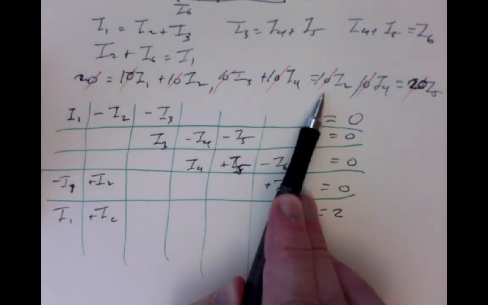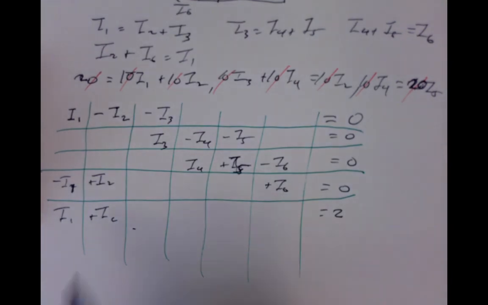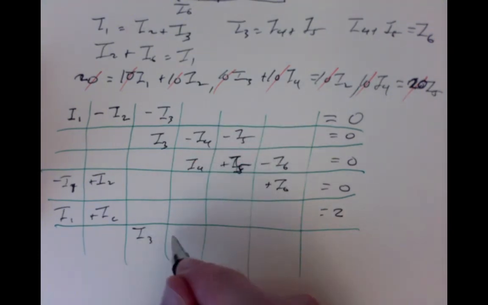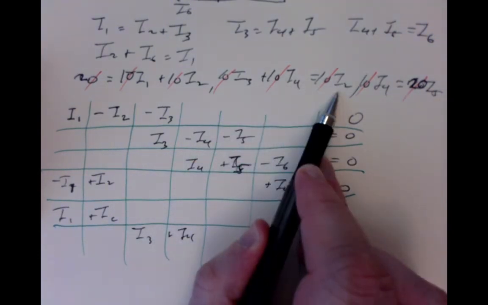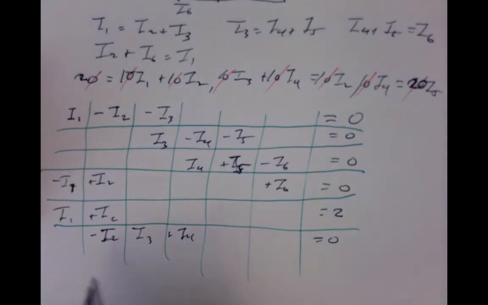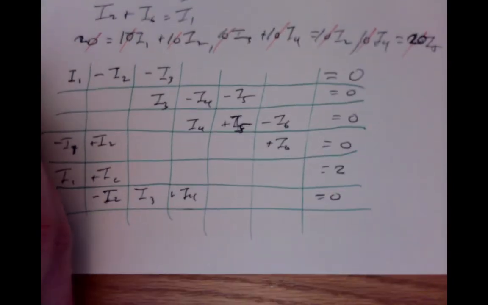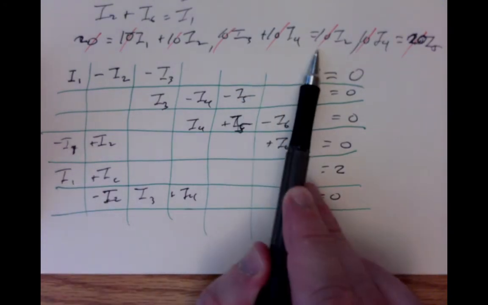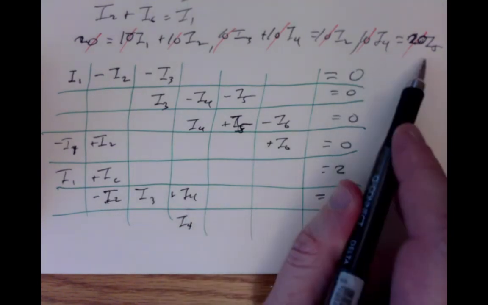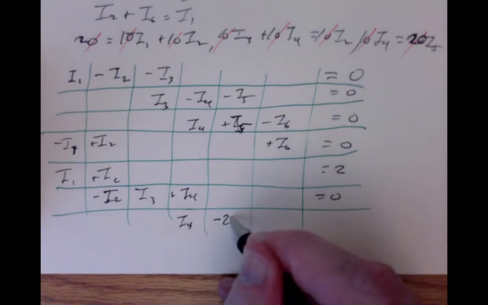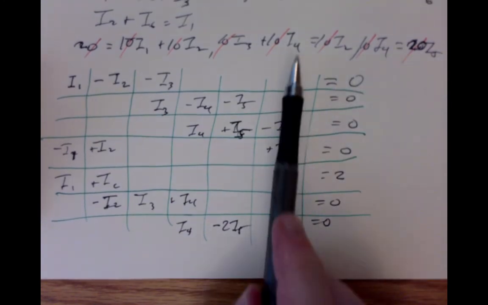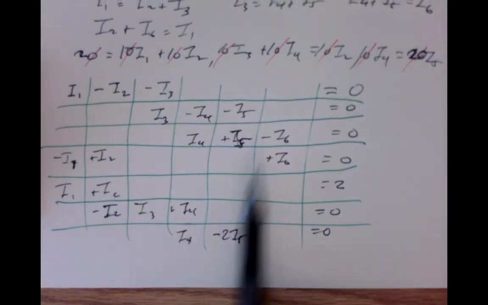I3 plus I4 equals I2, so I can do it as another row here: I3 plus I4 minus I2 equals 0. I keep going. So we've now gone as far as this one, and now we've got the very last one, which is just I4 equals 2 I5, so I4 minus 2 I5 equals 0. So that's how I want to organize them. I want to put all the constants over on this side, the equal signs here. I lined up all the I1s, I2s, I3s, I4s, I5s, I6s.